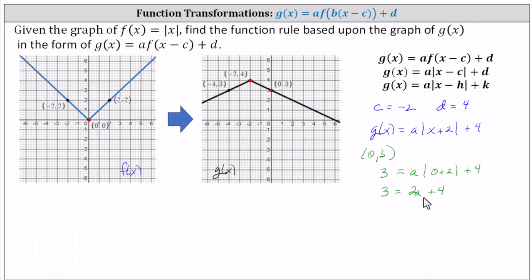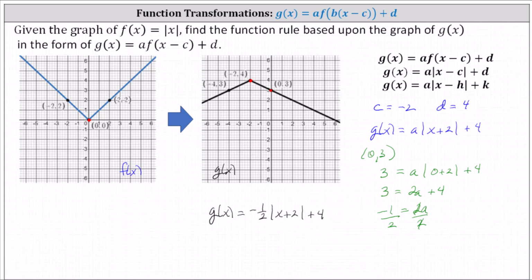Next, we subtract 4 on both sides. 3 minus 4 is negative 1, giving us negative 1 equals 2a. Dividing both sides by 2, we have a equals negative 1/2. This indicates the function rule for g of x is g of x equals negative 1/2 times the absolute value of the quantity x plus 2 plus 4.